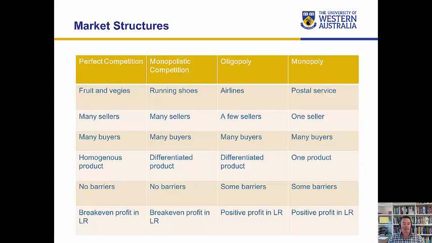So the market structures that we'll be dealing with in this course are perfect competition, monopolistic competition, oligopoly and monopoly. But right now we want to focus on perfect competition. So the types of products that we're talking about are fruit and vegetables, so a homogeneous type of product. The other key features of perfect competition, there are many buyers and many sellers. Homogeneous product or a standardized product, no barriers to entry or exit, so firms are free to enter or exit a perfectly competitive market, and in the long run there's break-even profit.